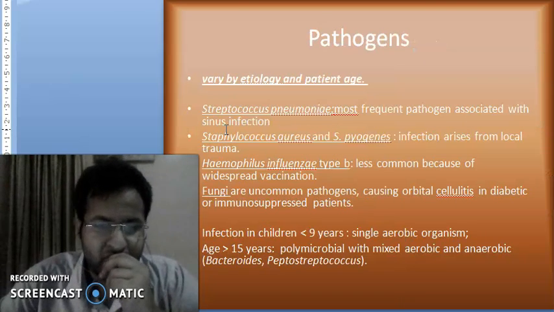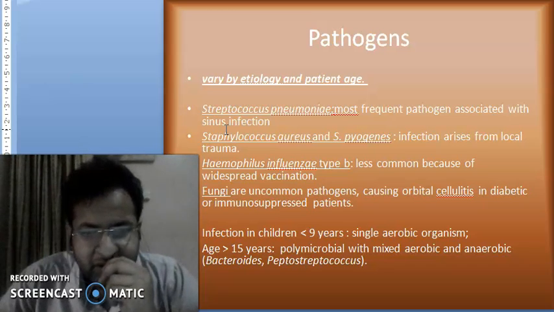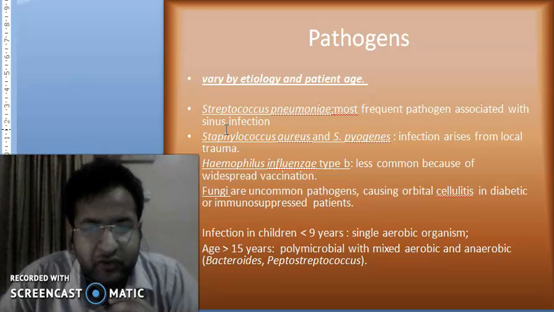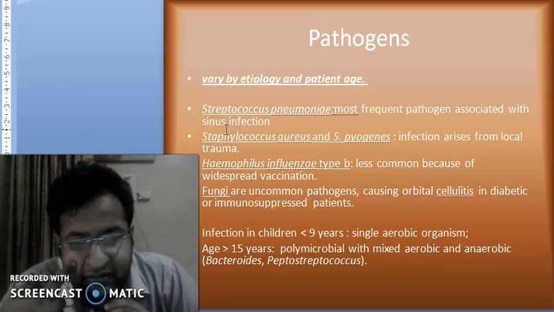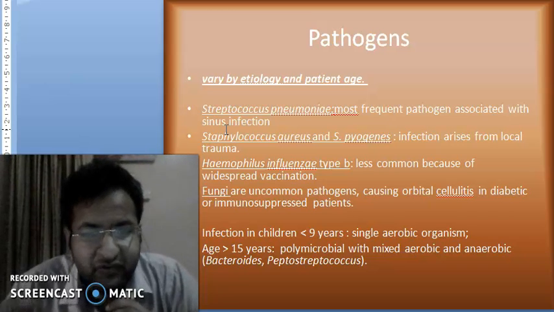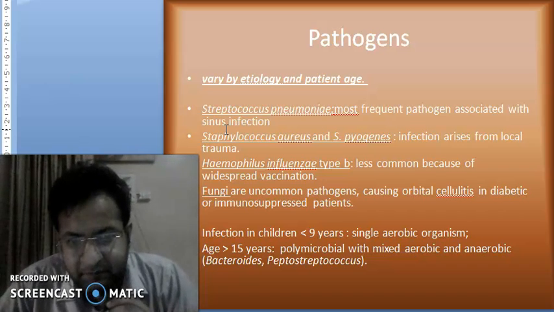What are the pathogens responsible for orbital cellulitis? These vary by etiology and the patient's age. Streptococcus pneumoniae is the most frequent pathogen associated with the paranasal sinus infections. Staph aureus and Strep pyogenes infection arises from any local trauma to the periorbital region.